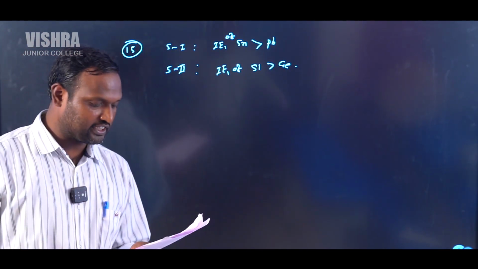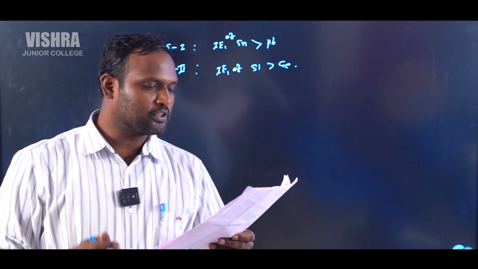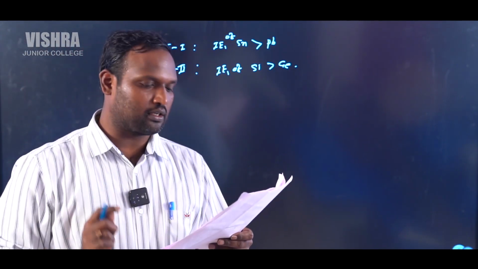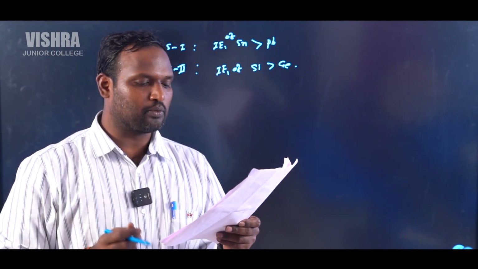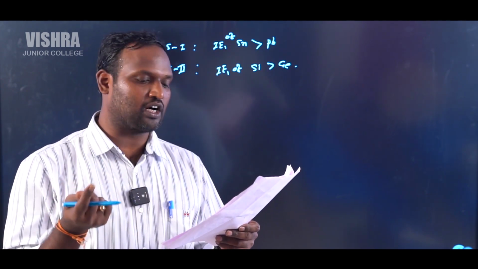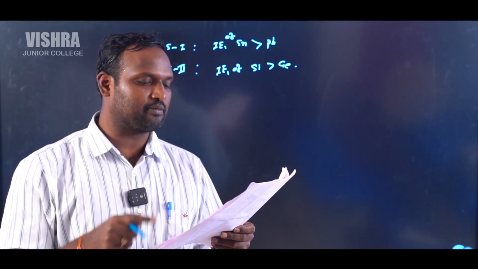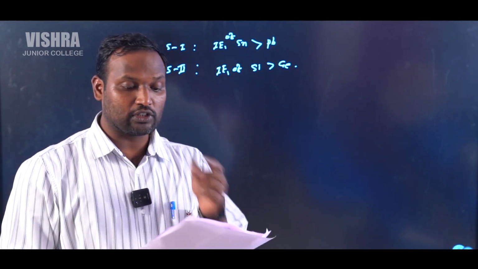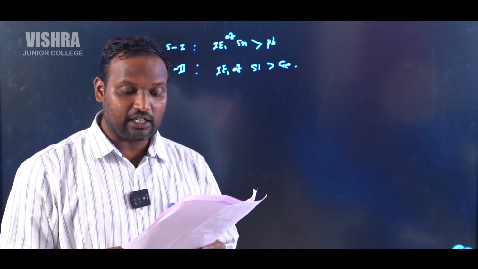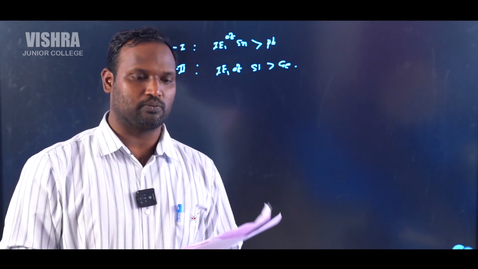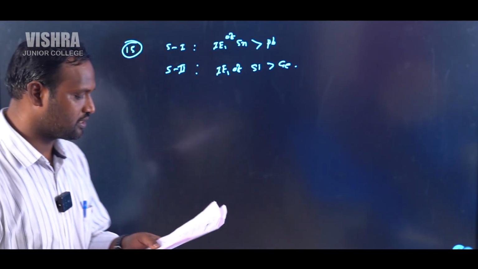So again, four different options are given. First one is both statement 1 and statement 2 are true. Second option is both statement 1 and statement 2 are false. Third option, statement 1 is true, statement 2 is false. Fourth option, statement 1 is false, but statement 2 is true. Which one is the correct option in this case?